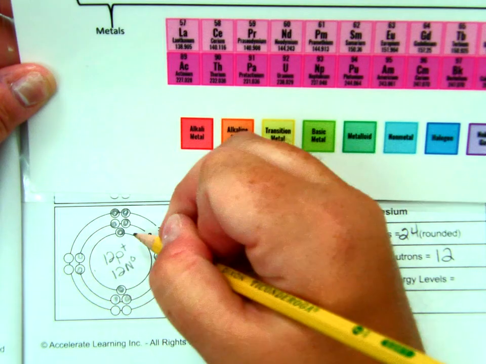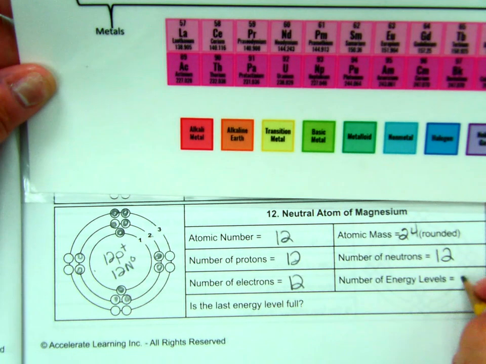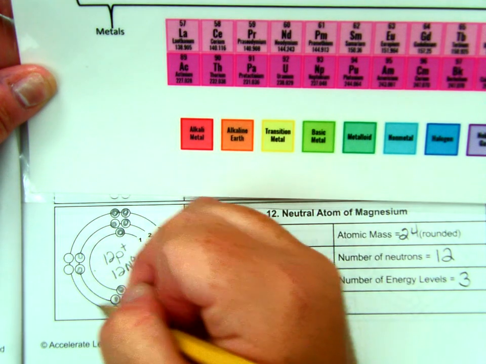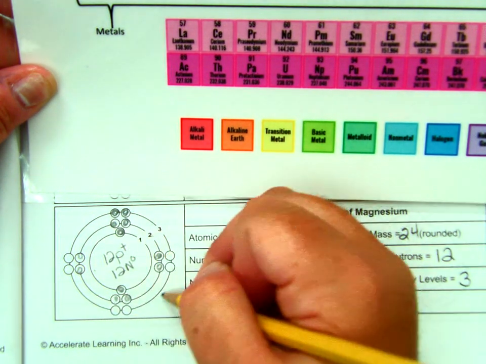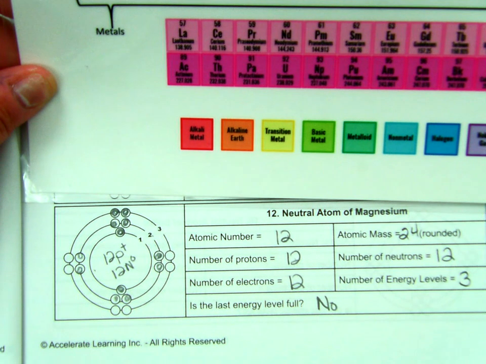So in this case, I have filled up 1 and 2, and I've used level 3. So we've used 3. Did we fill in this last energy level? No, because we still have empty blanks.